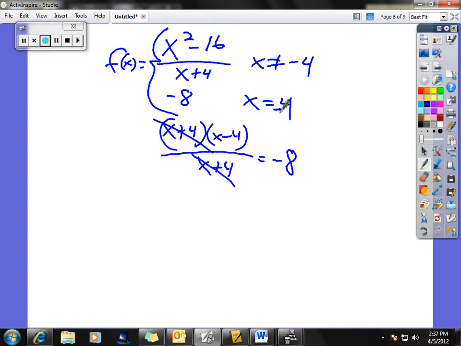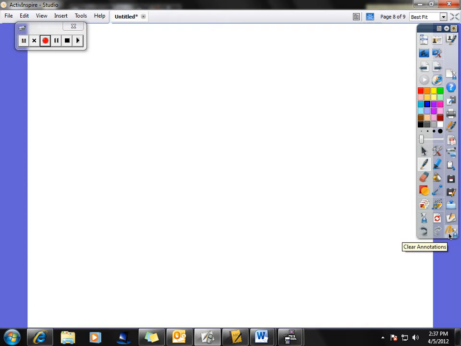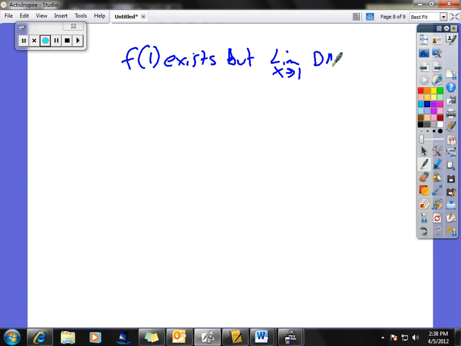And then there's a couple problems here. Don't worry about 39 and 40. But these other ones, I'm going to make these kind of bonus questions on the test where you actually sketch something. Okay? So let's say, I'm just going to make one up here: f of 1 exists, but the limit as x approaches 1 does not exist.